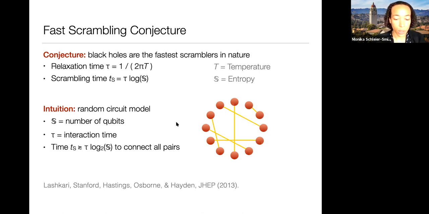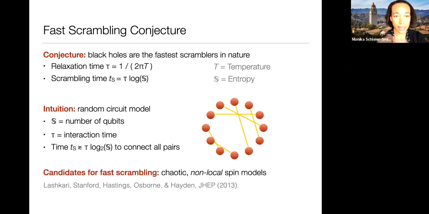You could imagine that if I want information to spread quickly from one to many, then in a given time step I connect each qubit with some random partner, and then reconnect again. If I randomly reconnect, information will spread from 1 to 2 to 4 to 8, and in a logarithmic number of time steps it will spread over the entire system. That's the intuition for how fast scrambling can happen, how you get this logarithmic time scale. That's why local interactions tend not to do that. You need something more non-local.